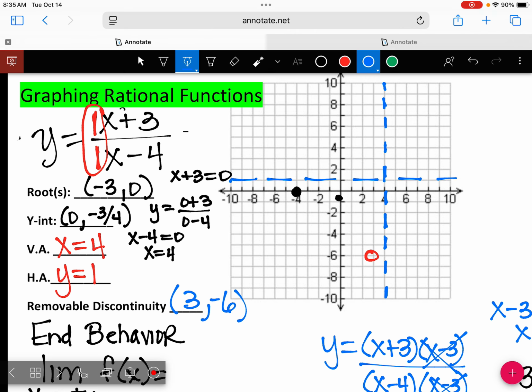So if we look at it, we got all the points we need on the left side. So what I have is it comes in, it's really close to the horizontal, makes a slight turn, then it comes down towards the removable discontinuity. Pick up your pencil though, go over it, and then it goes straight down.